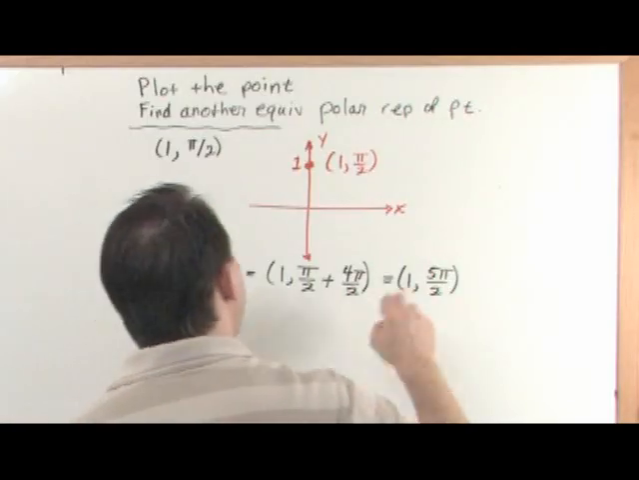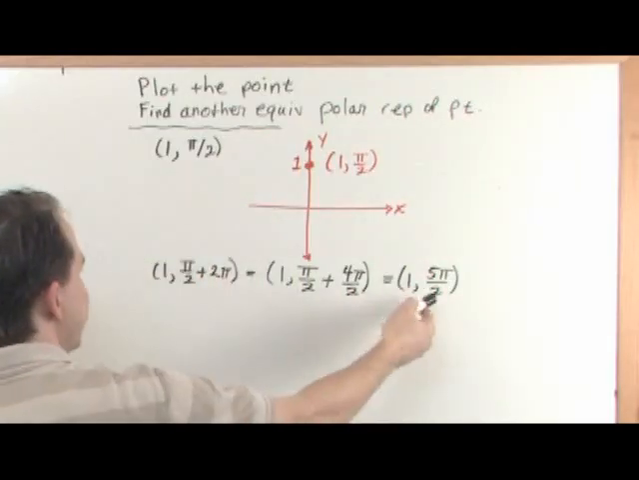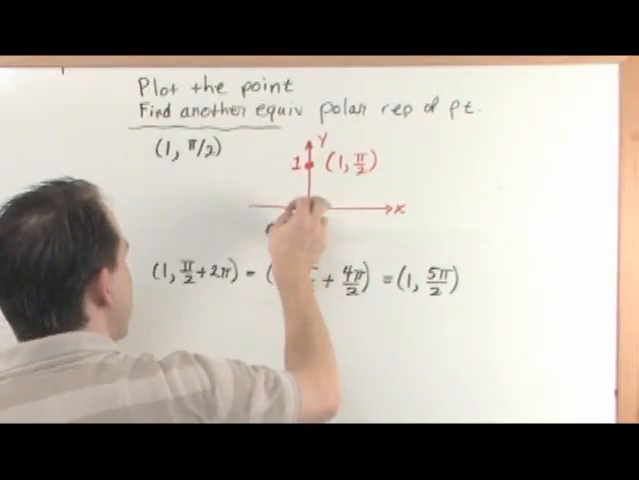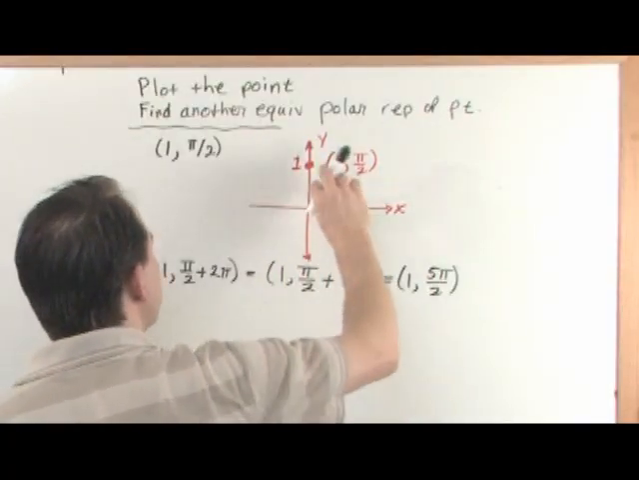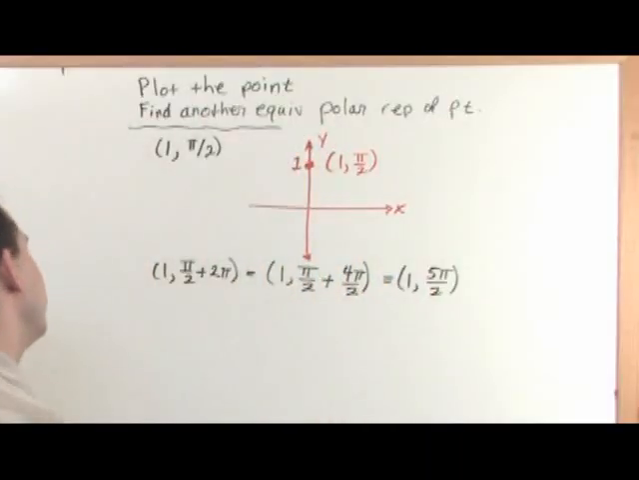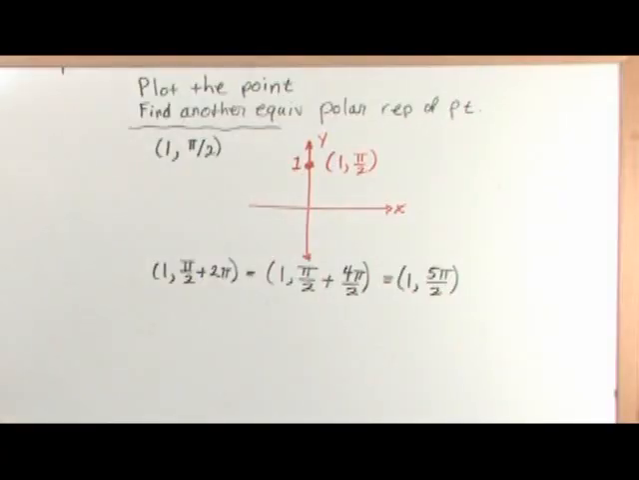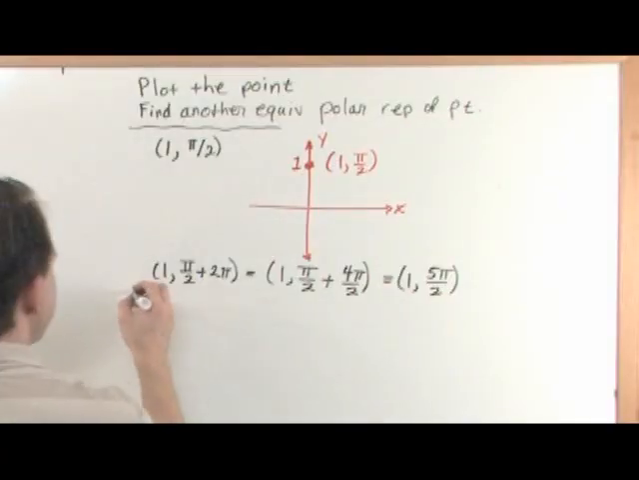Now look here, 5 pi over 2. How would you plot that if you were given this? Well, here's pi over 2, 2 pi over 2, 3 pi over 2, 4 pi over 2, 5 pi over 2. So you see it's the same point, it's the same place. That's why they're valid. So these two representations are exactly equivalent. Neither is better than the other.